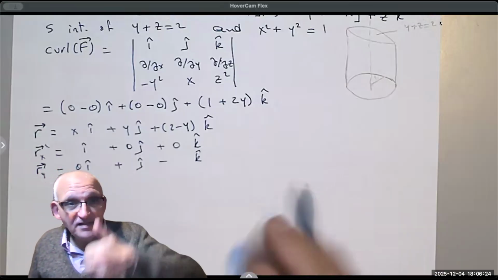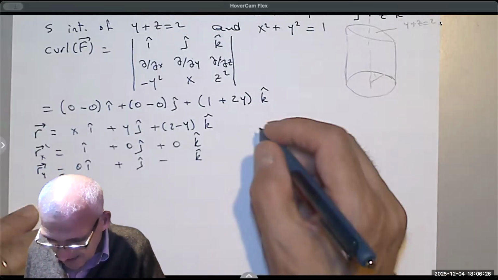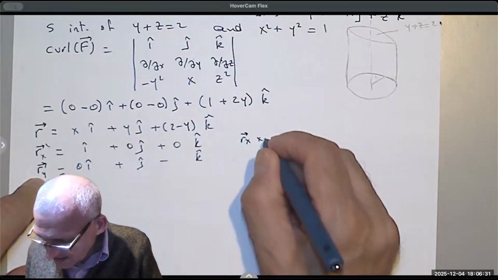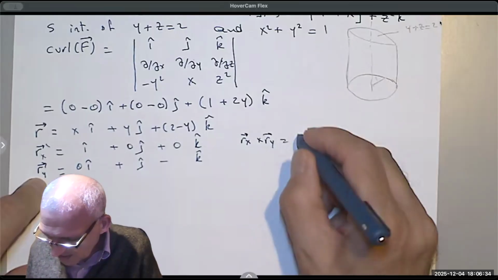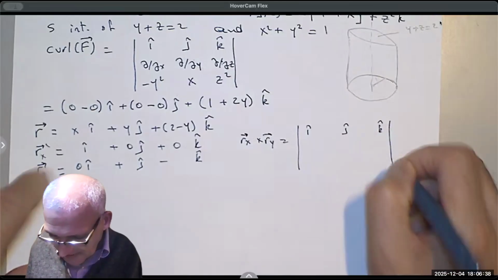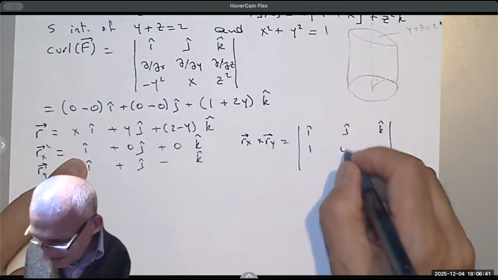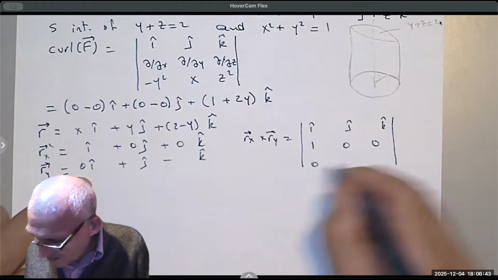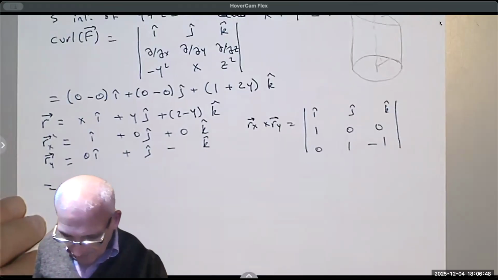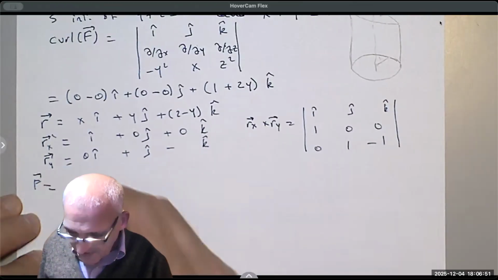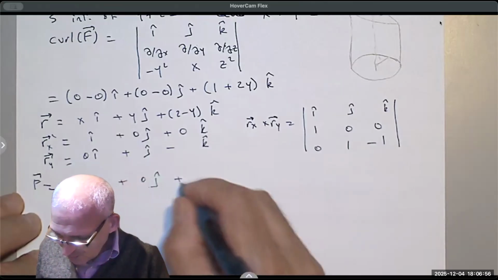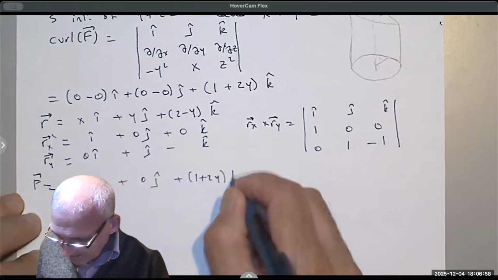Notice, in order to find the normal, which is n, I would have to do rx cross ry. So, another cross product: i, j, k; 1, 0, 0; 0, 1, negative 1. First of all, let me rewrite f. F is 0i plus 0j plus (1 plus 2y)k.